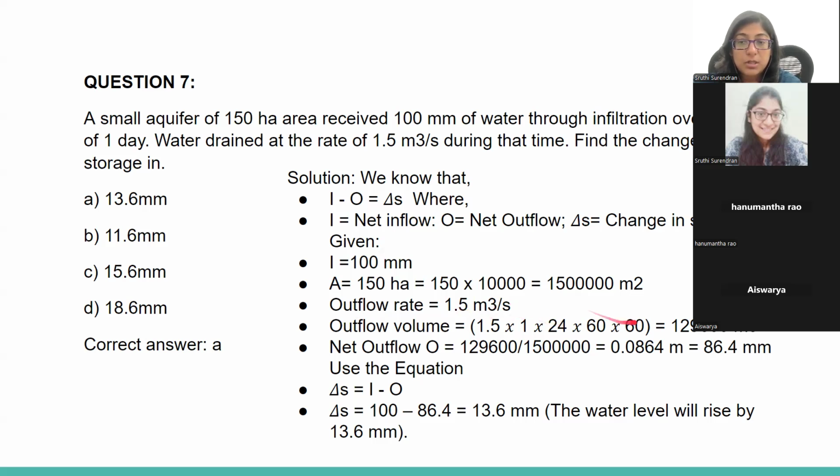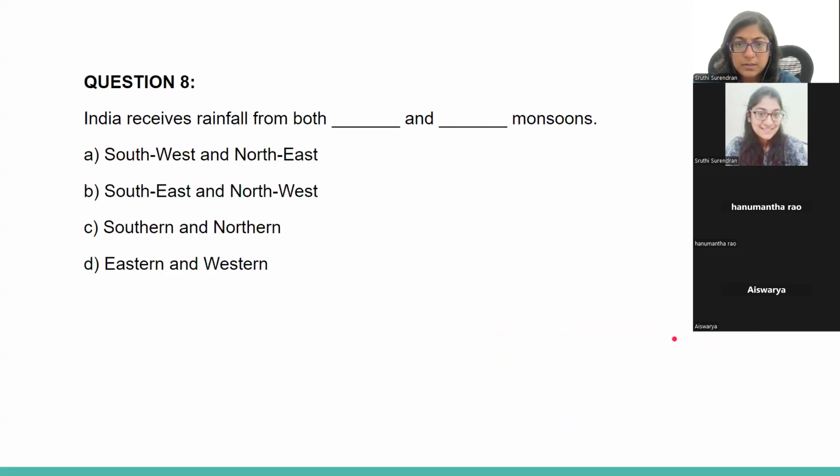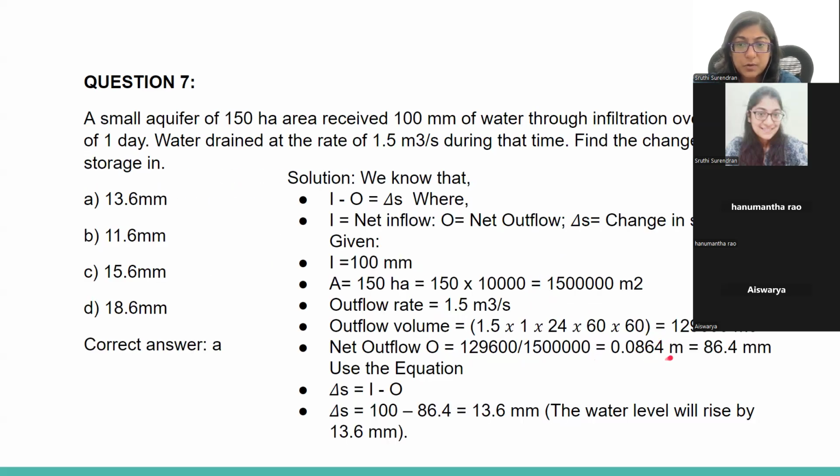So they are finding out what is the volume for 1 day. Here we have the inflow volume for 1 day. We have the outflow volume for 1 day. So net outflow is equal to, it's minus over here, not divided by, inflow minus outflow, which is equal to 0.0864 meters or 86.4 mm.